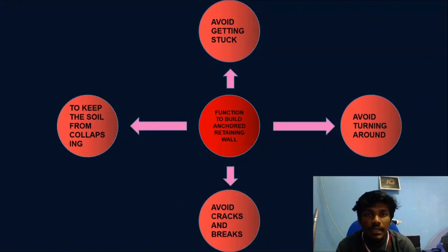Function to build an anchored retaining wall. There are four points for the function of building the anchored retaining wall. The first one is to avoid getting stuck. The second one is to avoid turning around, and the third one is to avoid cracks and breaks. The last one, the fourth, is to keep the soil from collapsing.